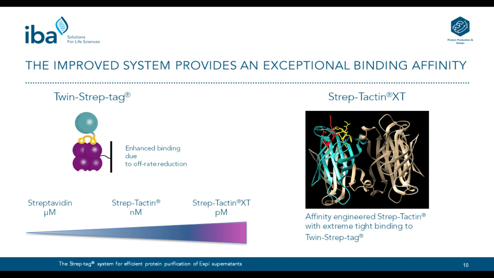The second improvement was the development of Strep-Tactin XT, and you can see the structure on the right side, by mutation of Strep-Tactin. And Strep-Tactin XT has a much higher binding affinity for the Strep-tag and therefore for the Twin-Strep-tag compared to the Strep-Tactin. So together, the Strep-tag and the Strep-Tactin XT will have a binding affinity in the nanomolar range, so it's comparable to the His-tag system. But with the Twin-Strep-tag system and the Strep-Tactin XT, you will get a binding affinity in a picomolar range. And this is the highest binding affinity available among all affinity purification systems that are available on the market.